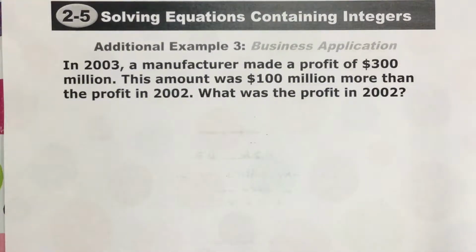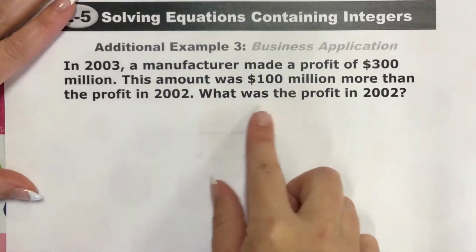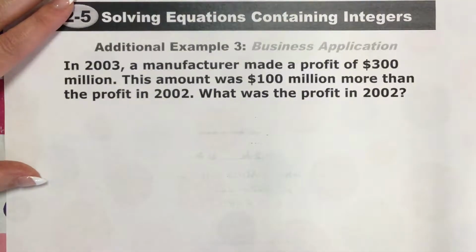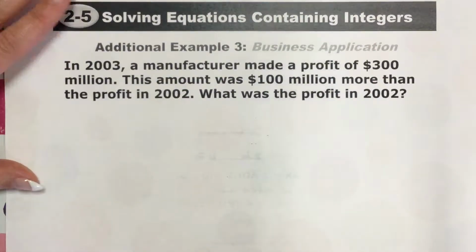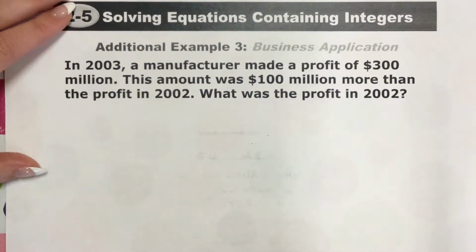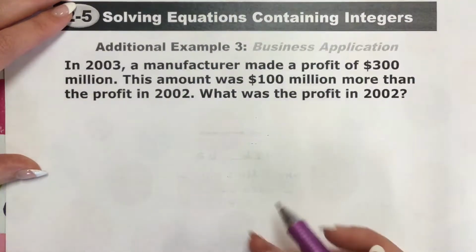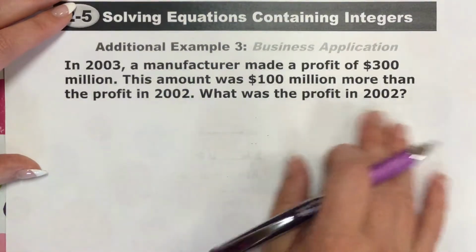Whenever you're doing a story problem, there's things you know and there's things that you don't know. Usually the thing you don't know is the thing they're asking for. What was the profit in 2002? We don't know that, so we need to figure that out. Whenever you're doing problems involving equations, we're going to write an equation. We define our variable, and the variable is what we don't know. So the thing we don't know is the profit in 2002.